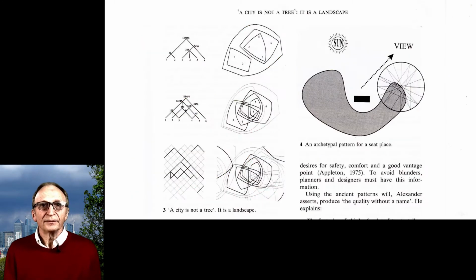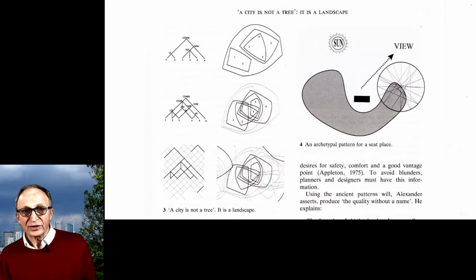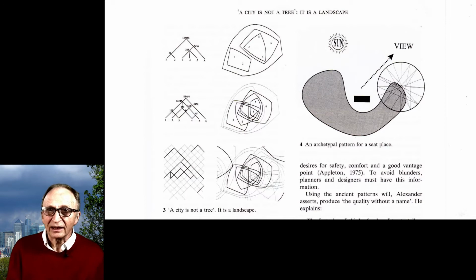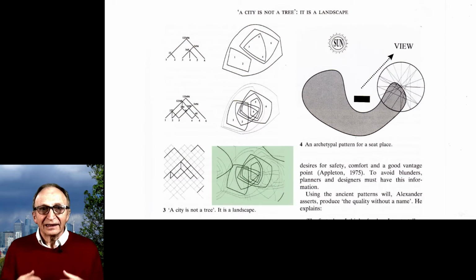In Figure 3, the top 4 diagrams are based on Christopher Alexander. The lower 2 diagrams, which I drew, show that the semi-lattice of urban structure needs to be related to the lattice of the existing landscape, which is shown in green.